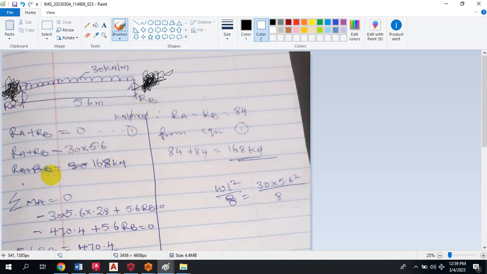So this will be our RA plus RB, taking vertical forces at point A. So we have RA plus RB equals to 0, because we are starting from here. So this should automatically be RA plus RB. Sorry, that's a very big mistake I made.